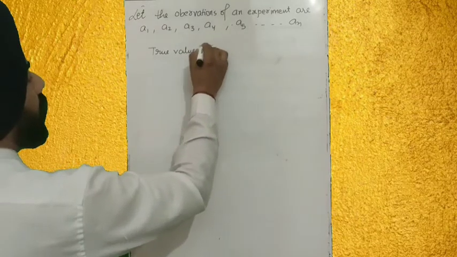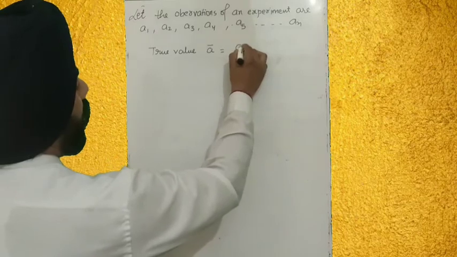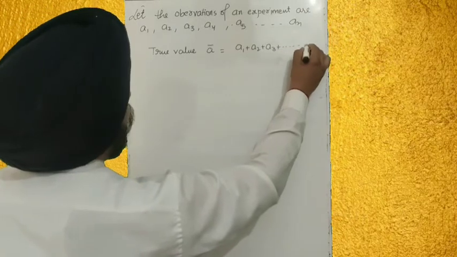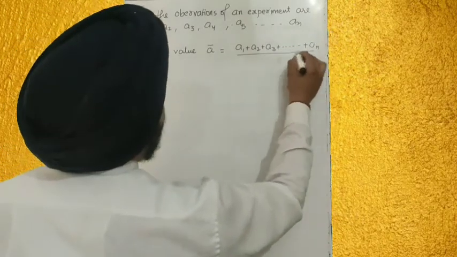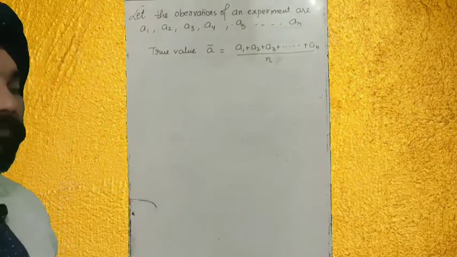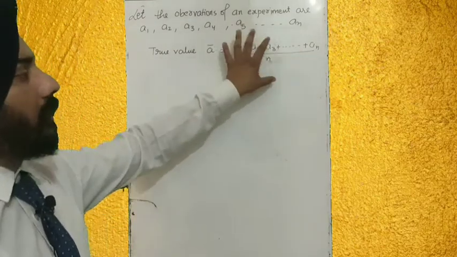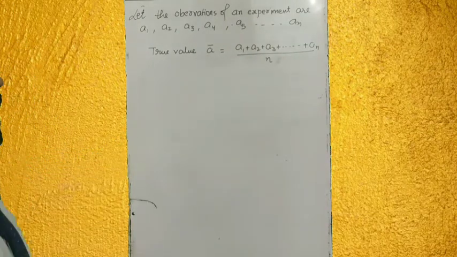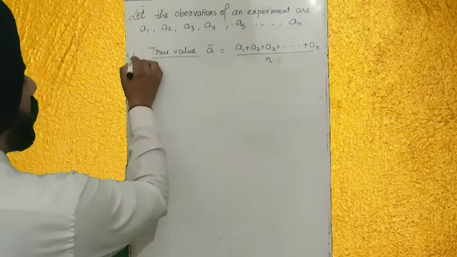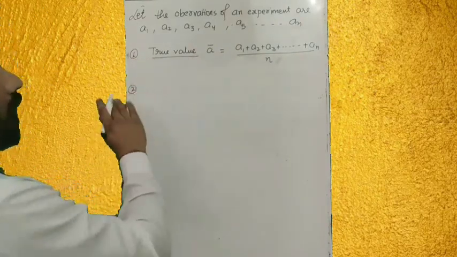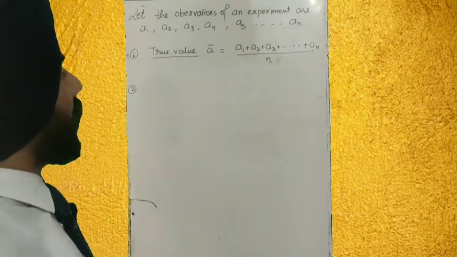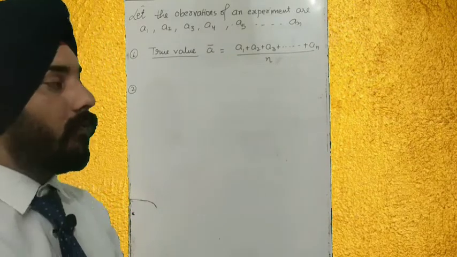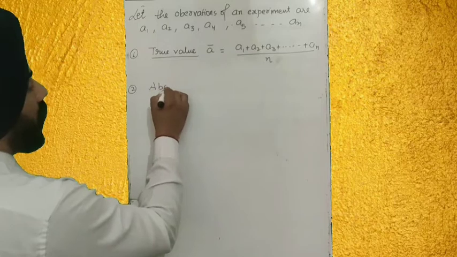True value, it is represented by A bar, will be equal to A1 plus A2 plus A3 and so on plus An, divided by n. We have to take the arithmetic mean of these observations, and the arithmetic mean of these observations is called true value. After finding the true value, we have to find what the absolute error can be. Absolute error is the difference between observed value and true value. So write here: absolute error.